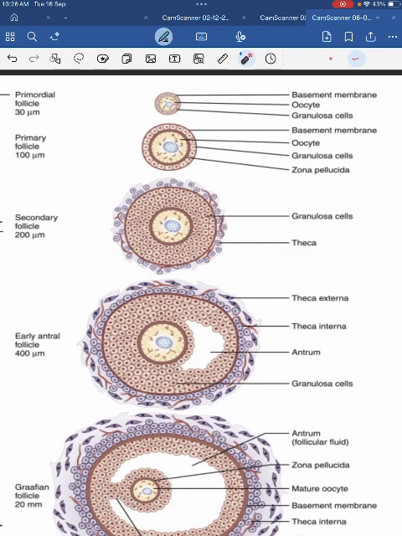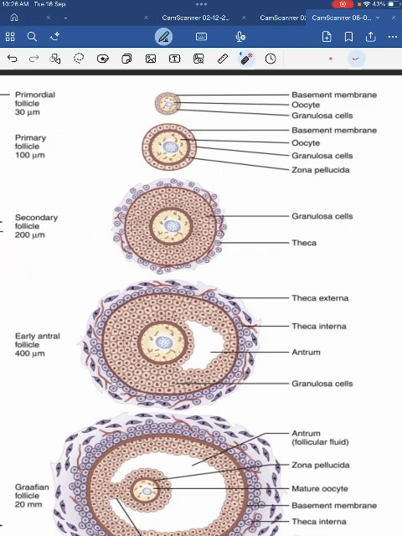And another difference is the size. Primary follicle is about 100 micrometer in size, but the primordial follicle was just about 30 micrometer. So here is the primary follicle. Now, what is the difference between primary follicle and the secondary follicle?